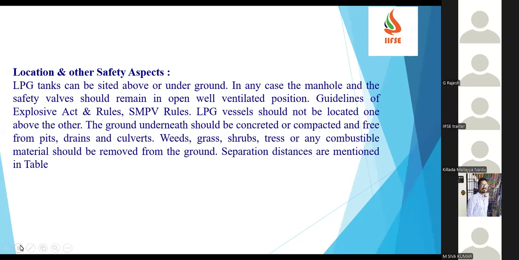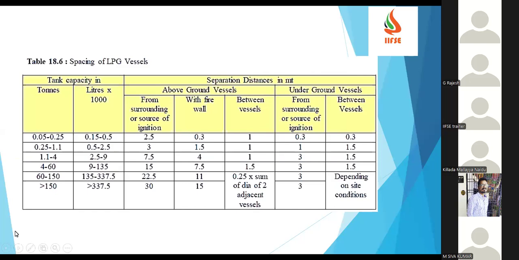We are not supposed to allow any bushes, weeds, grass, shrubs or trees to grow near or around. And separation distance should be maintained as per this table. So how will we maintain the separation distance? The tank capacity in tons or liters into 1,000. So you should have around 2.5 meters with a firewall of 0.3. And if it is 1.1 to 4 and the liters of this capacity, you should have a surrounding clearance of 7.5. All these are in meters.